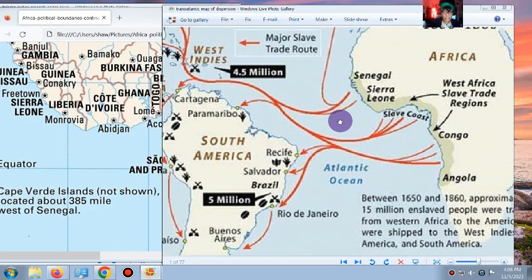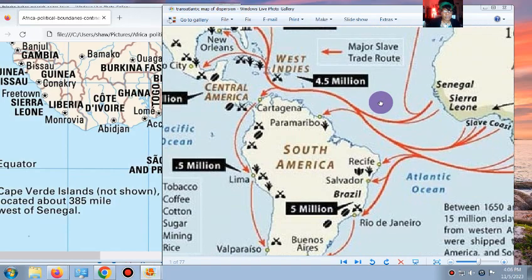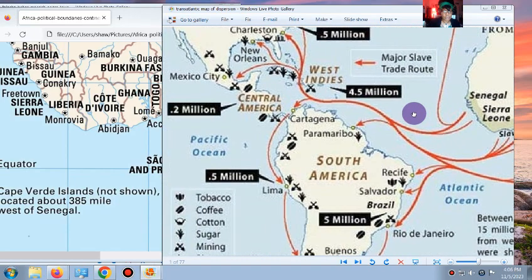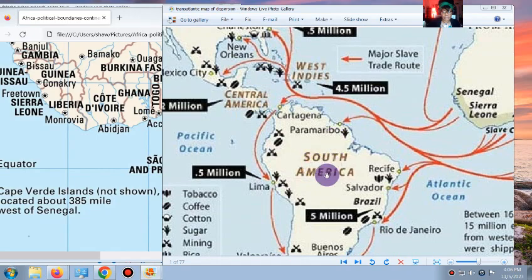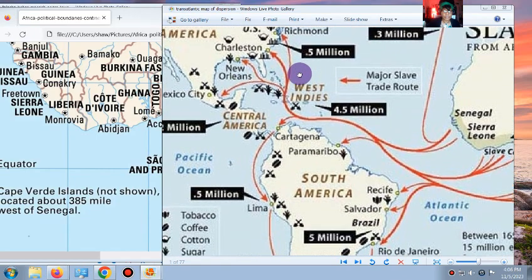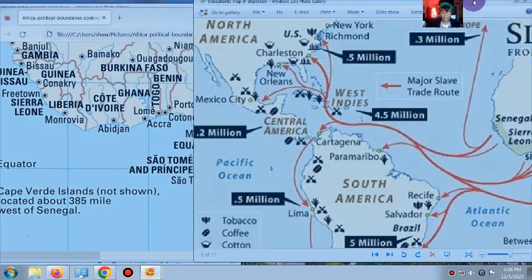South America, places like Salvador, Brazil; Central America, New Orleans, Mexico City; South America and the West Indies; Charleston, New York, which looks like part of North America. So there's the slave trade map.